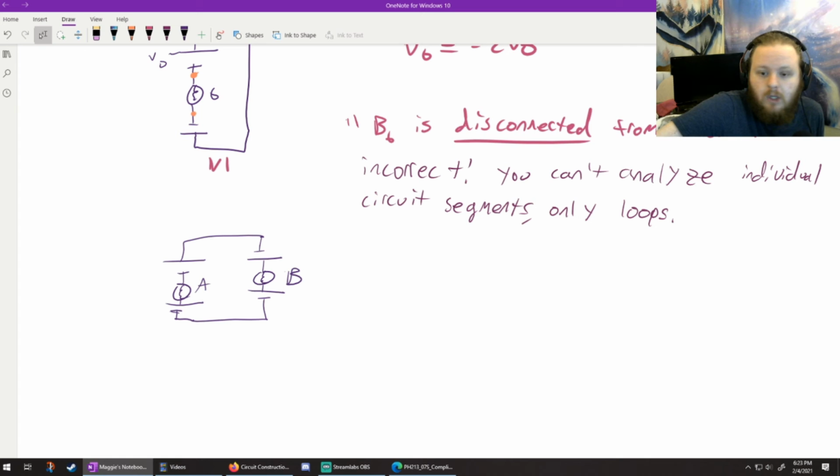Say that one more time. Bulb A is in a complete circuit because it is connected to a positive and negative terminal of a battery. Bulb B is not in a complete circuit. Therefore, bulb B will not light up.